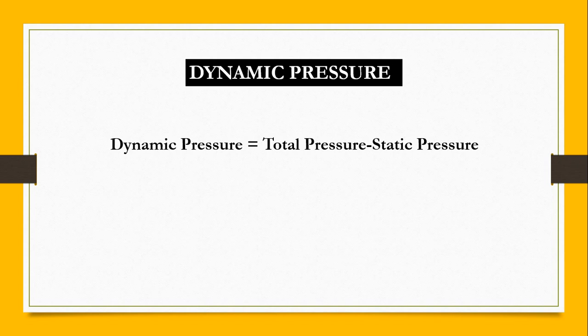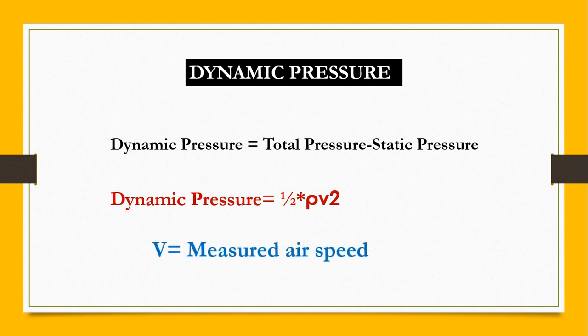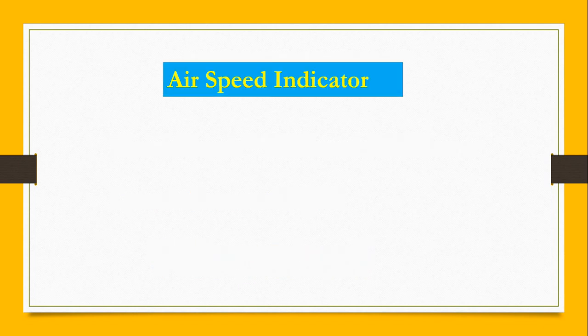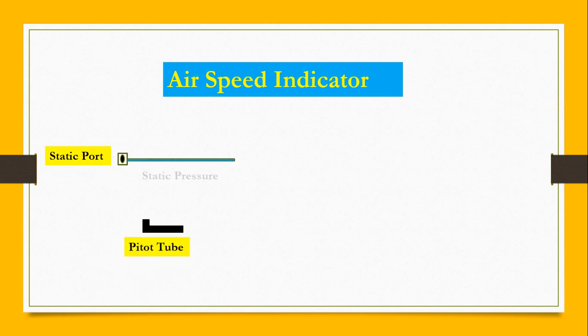So we know the dynamic pressure is equal to the total pressure minus static pressure. As we saw earlier, total pressure is equal to static pressure plus dynamic pressure. So from that we can rewrite it like this: dynamic pressure is equal to total pressure minus static pressure. We know the dynamic pressure formula is half rho v square. In this, rho is the density of air and v is the measured airspeed of the aircraft. So in an aircraft we have this static port and the pitot tube. It is connected to an instrument by tubings.